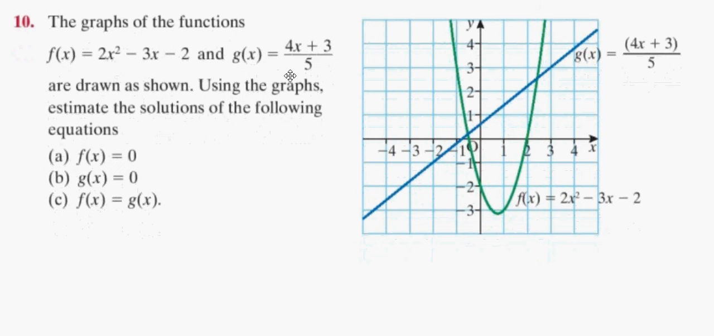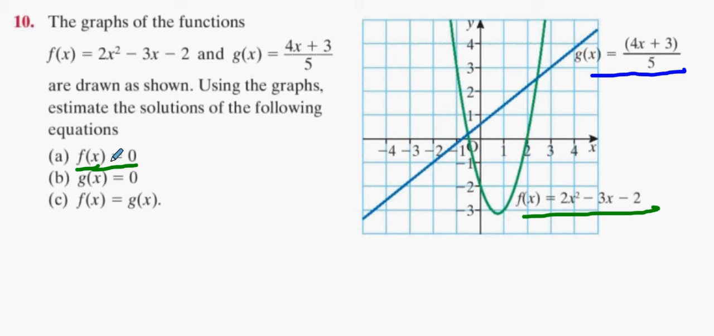This one here. Which one's the blue one, g(x) or f(x)? g(x) is the line and f(x) is the green curve. Everybody cool with that? Estimate the solutions of the following. Is f the curve or the line? Can anybody translate this question for me?